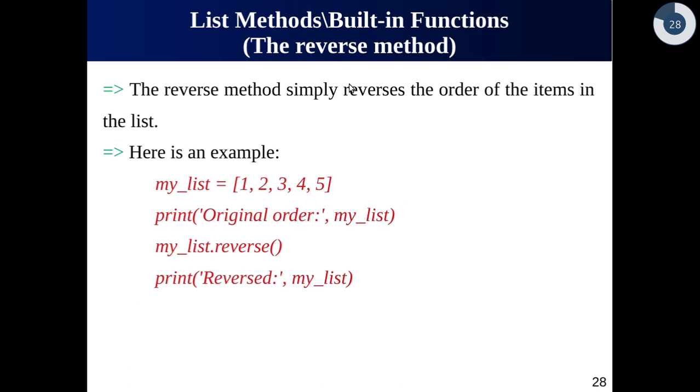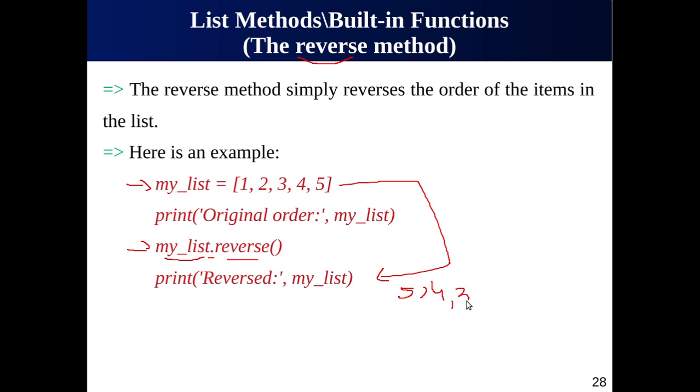And then, as I just mentioned, we also have the reverse method, which will actually display the elements of the list in reverse order. And this is very simple. Just write the name of the list followed by the dot operator followed by the reverse method. So it will display the list in descending form, that is 5, 4, 3, 2, 1. And you can also apply the reverse function over a string of items as well.